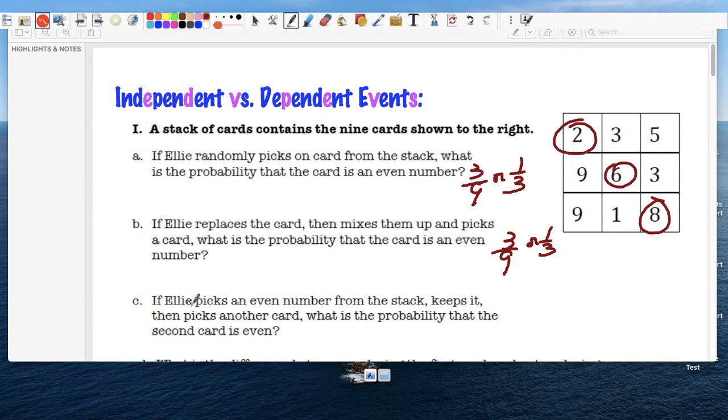Now, part C says she picks an even number from the stack and keeps it. So let's say she took an 8, keeps it, and then she wants to go back and select another card. What's the probability that the second card is an even number? Well, notice that there are only 2 even numbers now, and the total is 8, so 1 over 4. Okay?